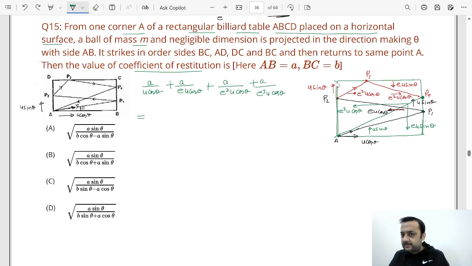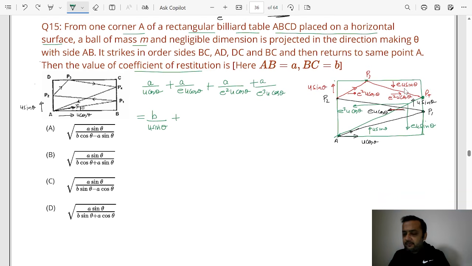So the displacement in the y-axis is how much? B upon u sin theta. Then, at the collision at P3, the y velocity becomes e u sin theta. The velocity in y changes, it becomes e u sin theta. That means in the y-axis the motion reverses, and the velocity becomes e u sin theta.